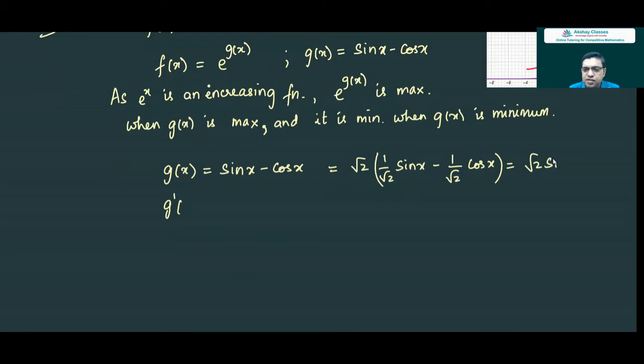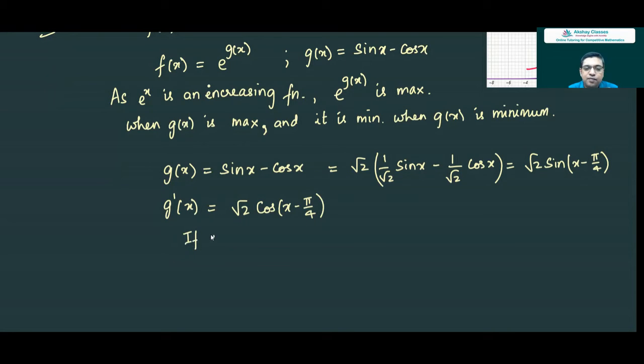And then this becomes sine of x minus pi by 4. This is sine A cos 45 minus cos A sine 45. So sine x cos 45 minus cos x sine 45. That is sine of x minus 45, or x minus pi by 4. So if this is g, if I have to differentiate, under root 2 remains constant. Derivative of sine is cos. This makes it easy. So this is the derivative.